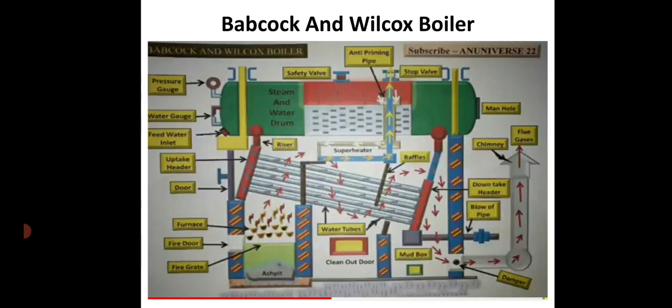This is the diagram of Babcock Wilcox boiler. This is the water tube boiler. In this boiler, the water flows through the tubes and hot gases flow surrounding the tubes to heat the water and produce the steam.